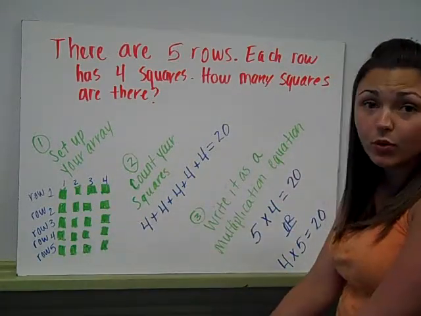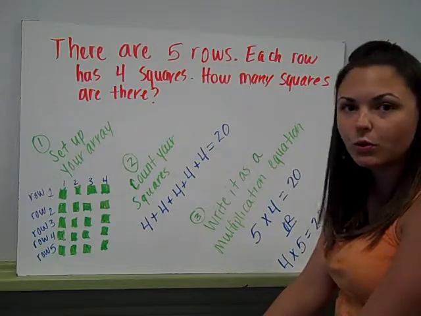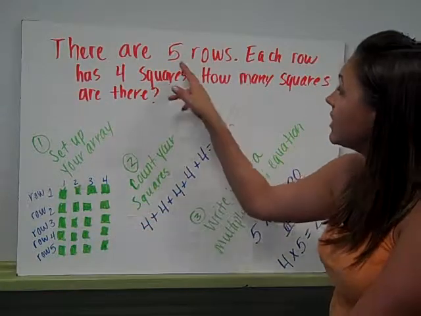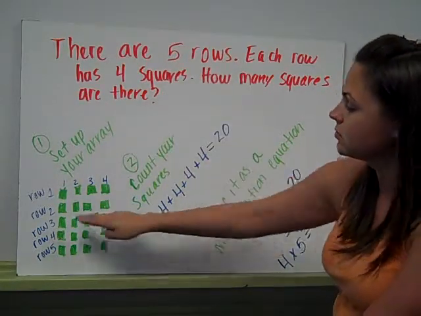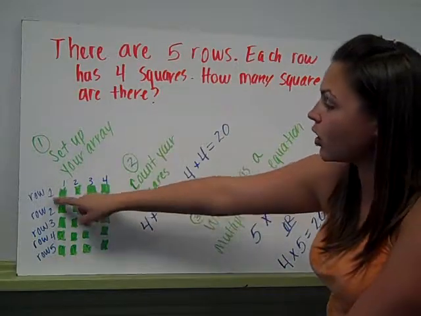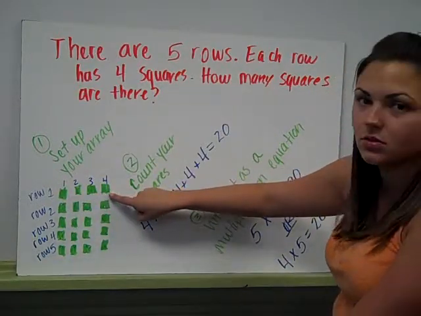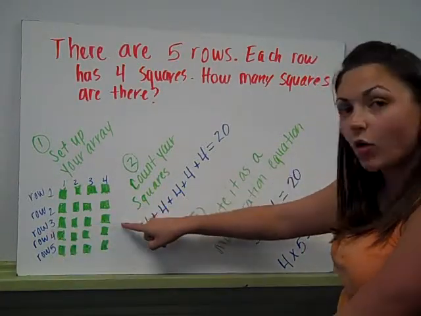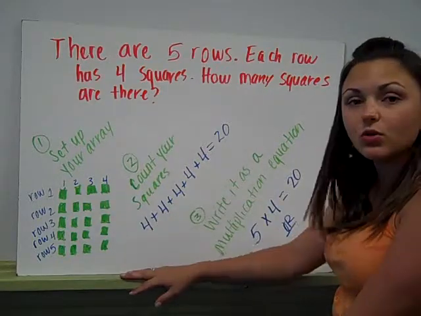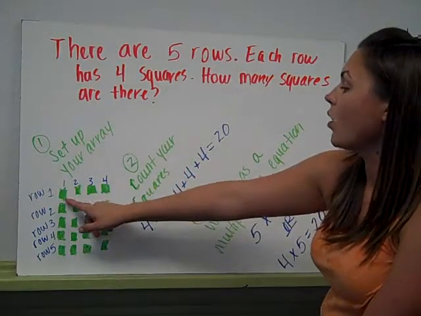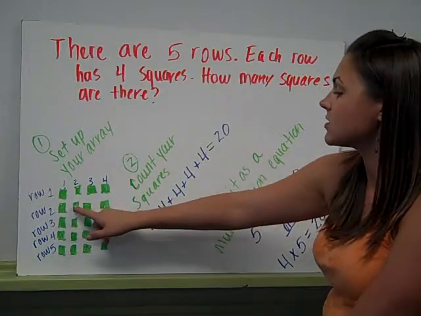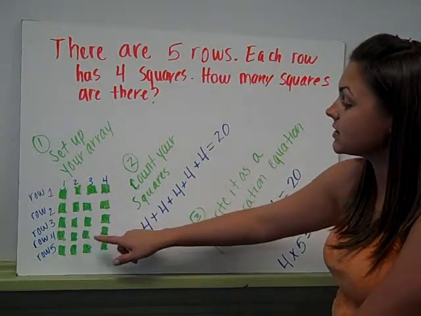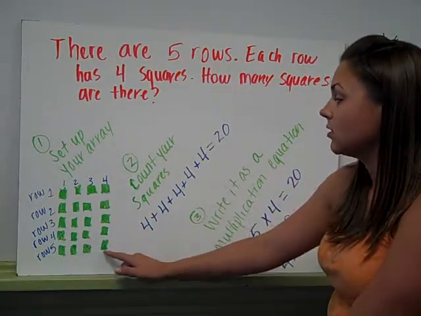And notice here I labeled the rows for you in the columns just because you normally won't have to do that, but I did label them. Row 1, row 2, row 3, row 4, row 5. Now remember it tells me I have 5 rows. Each row has 4, so my row 1 has to have 4 squares in it. My row 2 has to have 4 squares in it. My row 3 has to have 4 squares, and so on. Step 2. Count all your squares up. 1, 2, 3, 4, 5, 6, 7, 8, 9, 10, 11, 12, 13, 14, 15, 16, 17, 18, 19, 20.